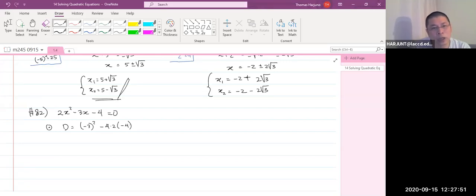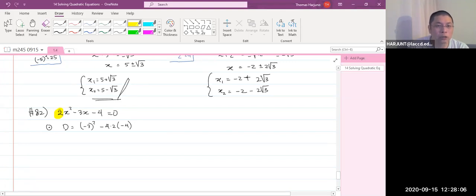Thomas, why don't you check completing the square? I don't do completing the square if I see the leading coefficient is not 1. It's 2 here, and when I divide by 2, this becomes a fraction right away. And once I see a fraction, no, I don't deal with ugly things too early.